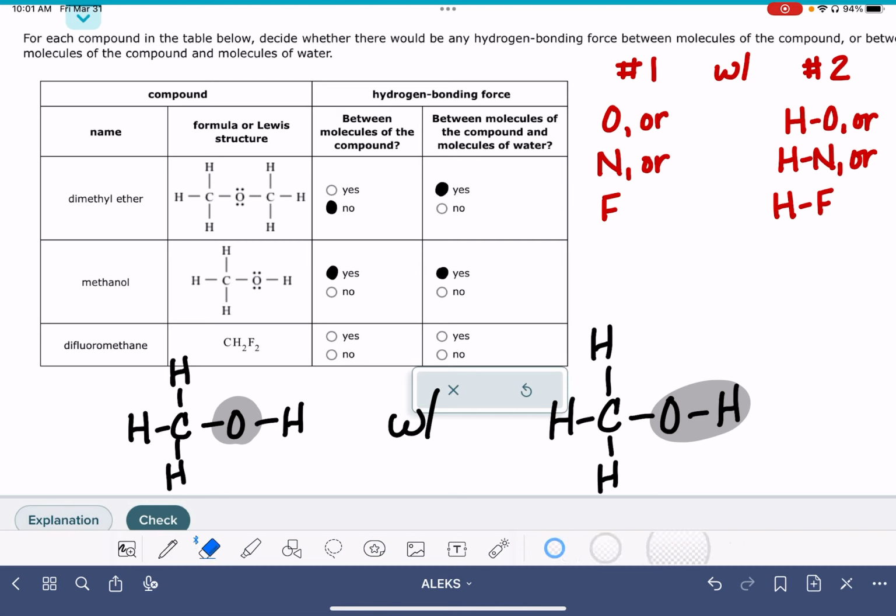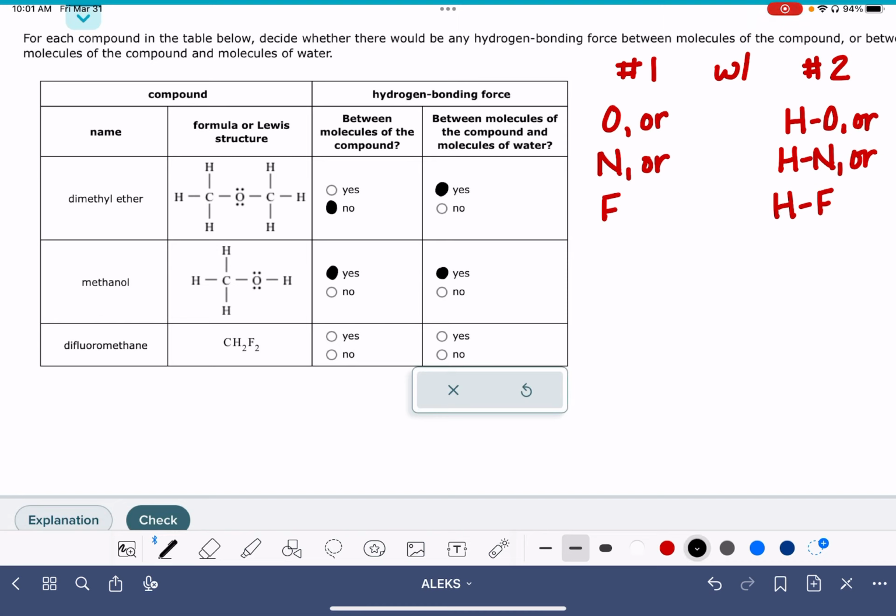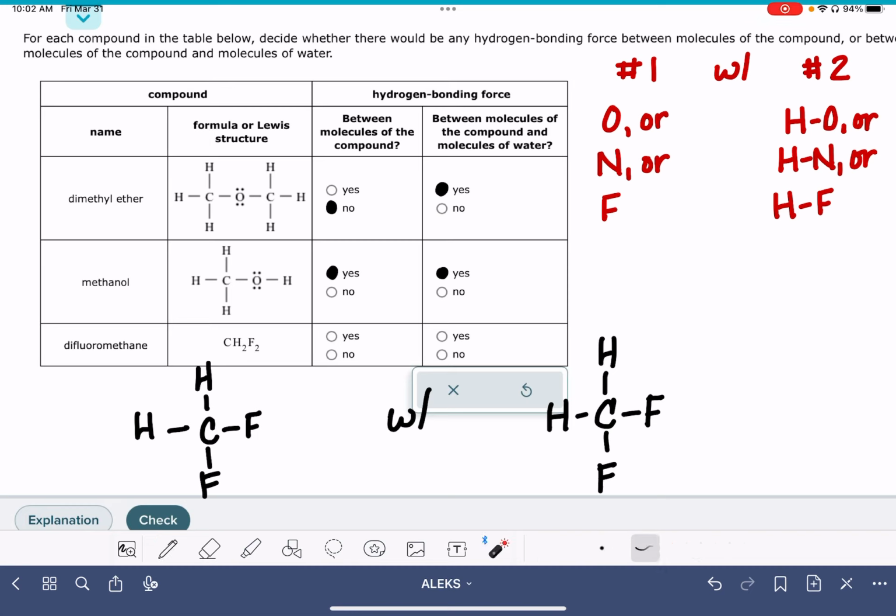And last but not least, we have an example, difluoromethane, where it's giving us the molecular formula, but it's not giving us the Lewis structure. You can't make any predictions about hydrogen bonding just by looking at the molecular formula. You really need to draw out the Lewis structure. So I'm going to sketch this. If you're not familiar with drawing Lewis structures, you can just look it up on the internet. Just Google Lewis structure of CH2F2 and it's going to be provided for you.